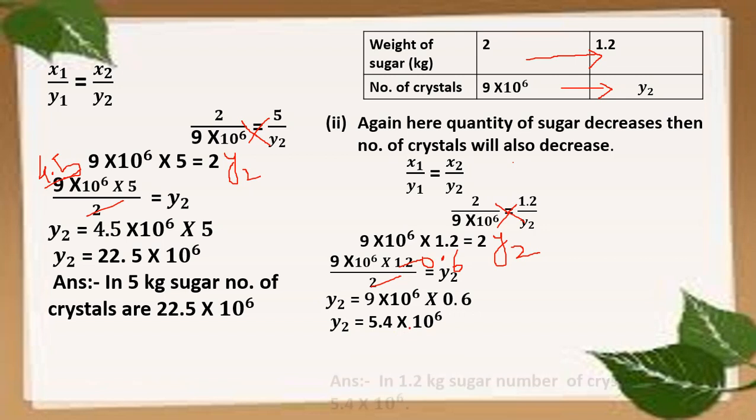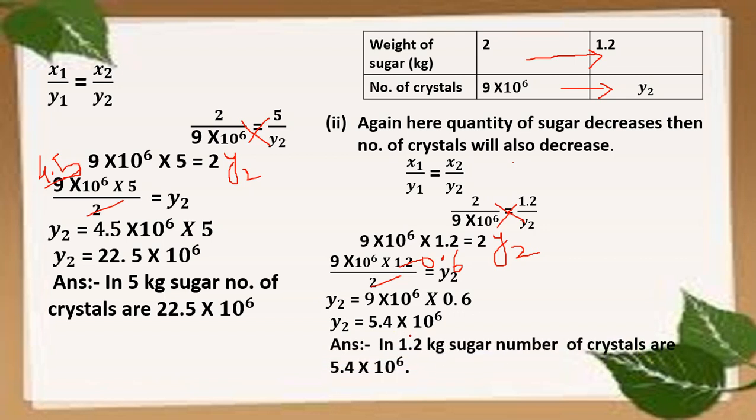So we can say number of crystals is 5.4 into 10 raised to the power 6 in the 1.2 kg of sugar. So in this way we can find it out by using the direct proportion formula that says x upon y. That means both the quantities have the same ratio for all values. So x upon y is equal to constant, or we can write it as x1 upon y1 is equal to x2 upon y2. By using the direct proportion formula we can find out the problems which are in direct proportion.